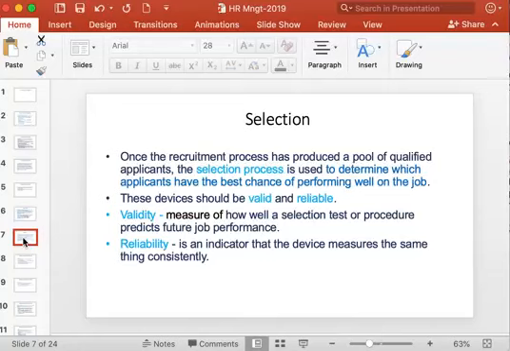Once the recruitment process has produced a pool of qualified applicants, the selection process is used to determine which applicants have the best chance of performing well on the job, and whatever tools are used for the selection process should be valid and reliable, where validity refers to the measure of how well a selection test or procedure predicts future job performance of the selected candidate, and reliability refers to an indicator that the device measures the same thing consistently over time and for each applicant.